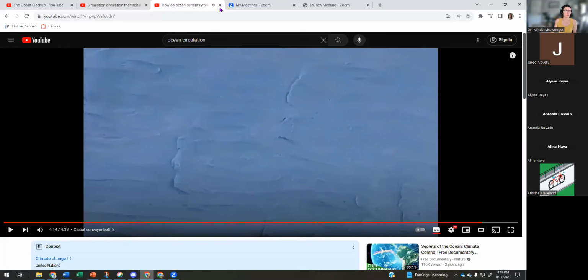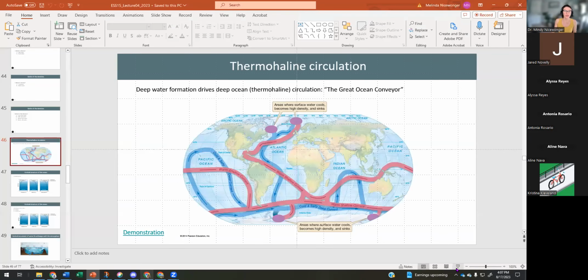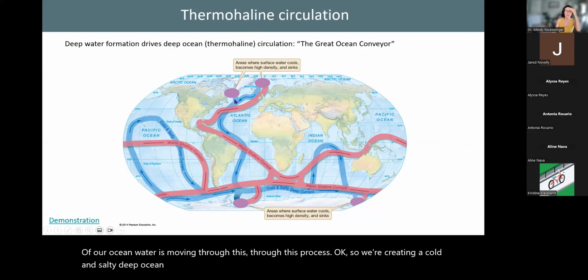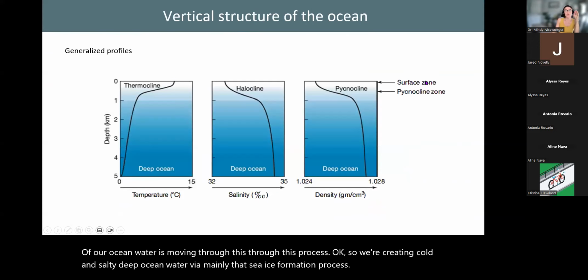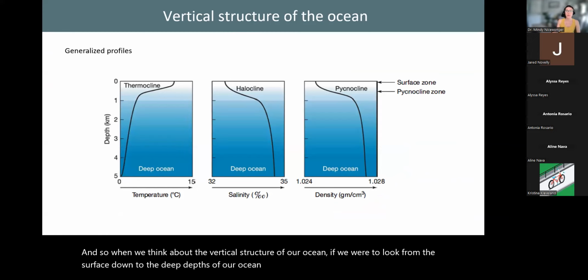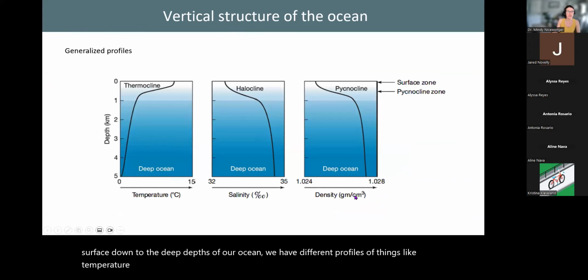All right. So with our thermohaline circulation, 90% of our ocean water is moving through this process. We're creating cold and salty deep ocean water mainly via the sea ice formation process. And when we think about the vertical structure of our ocean, looking from the surface down to the deep depths, we have different profiles of things like temperature, salinity, and density.